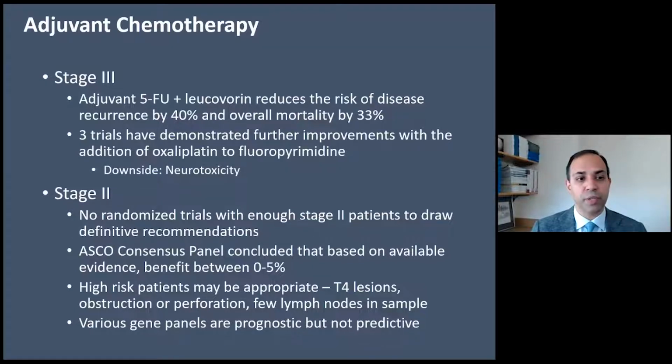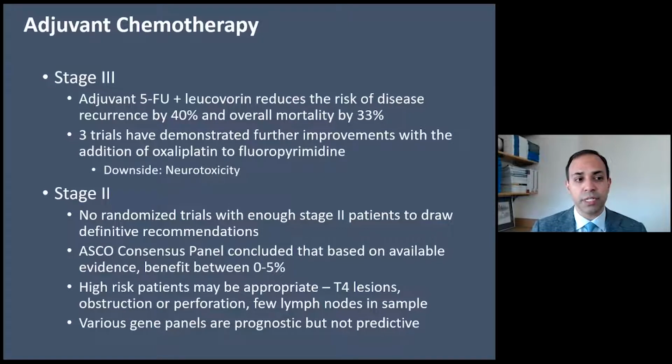Three trials have demonstrated further improvements with the addition of oxaliplatin, another chemotherapeutic agent, to this fluoropyrimidine backbone for patients with stage 3 disease. The largest downside with the addition of oxaliplatin is neurotoxicity, and patients do face the risk of developing longer-term peripheral neuropathy.